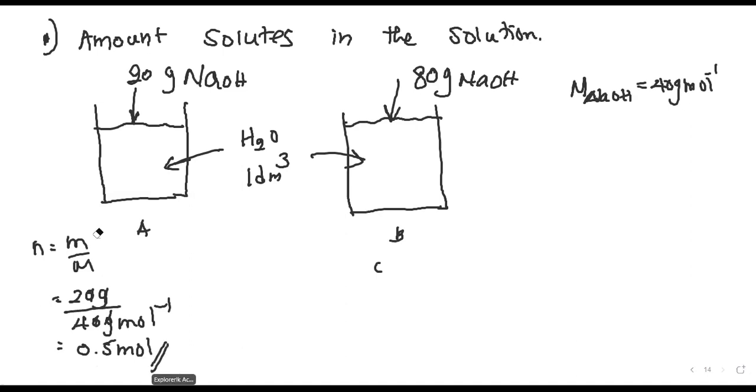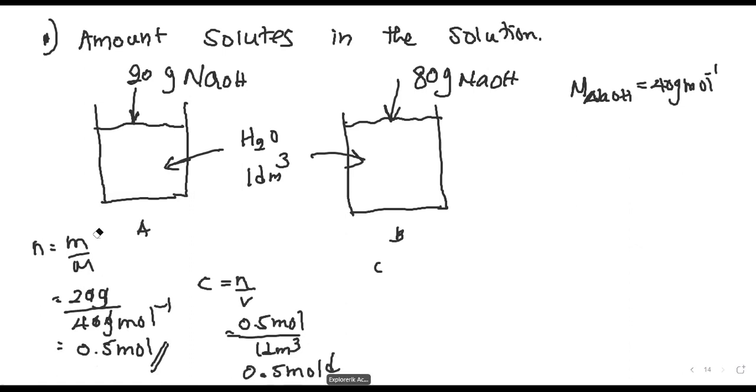Now concentration equals number of moles over volume. Number of moles is 0.5 moles, volume 1 decimeter cube. So you'll get 0.5 mol dm^-3. That is the concentration of the first solution. Second, do the math again: n equals m over M. The given mass of sodium hydroxide is 80 grams. The molar mass of sodium hydroxide is 40 g mol^-1.